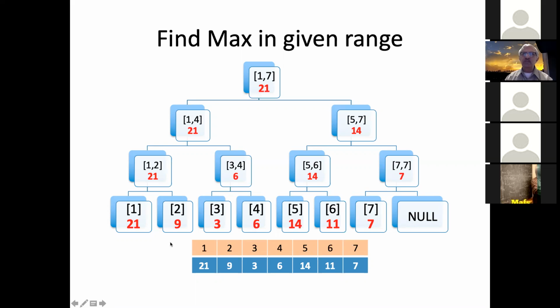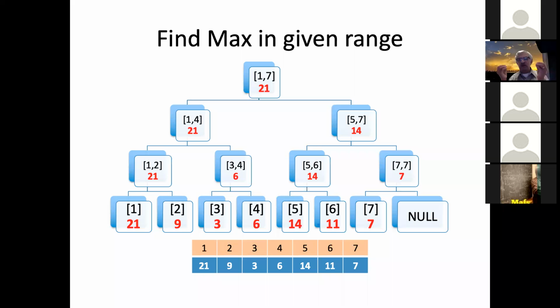But now comes the interesting part. As I go up the tree, I always keep track of the largest item in the entire sublist. In the sublist of 1 through 2, the largest is 21. In the sublist 3 to 4, the largest is the maximum of 3 and 6, which is 6. In this node, it's 5 through 6, and the largest is the larger of 14 and 11, which is 14. And finally, over here, it's 7 and null, so the largest is 7. Is this clear? Yes.